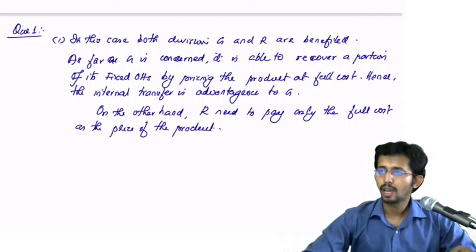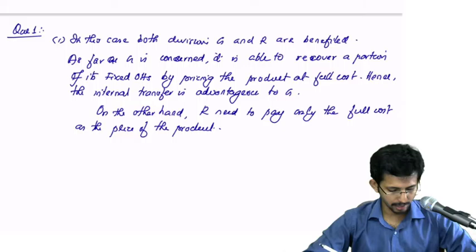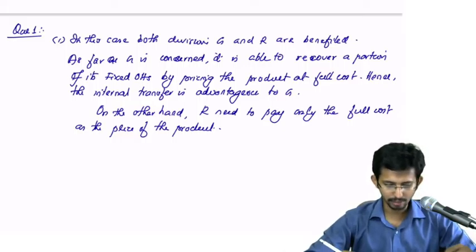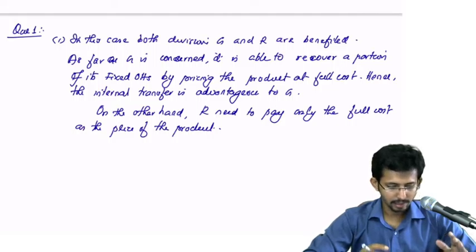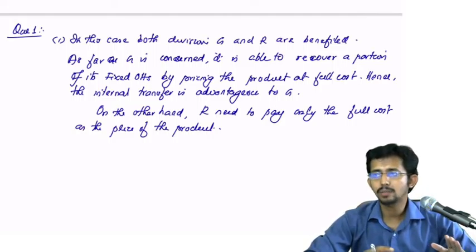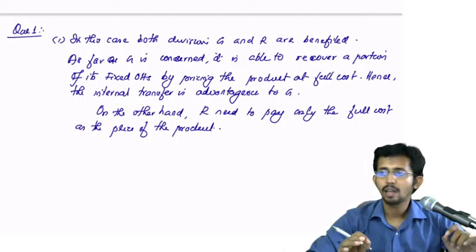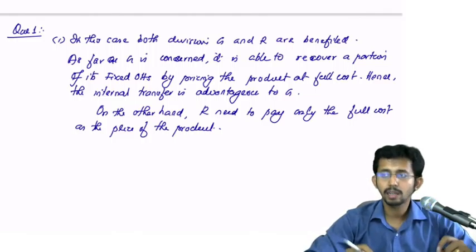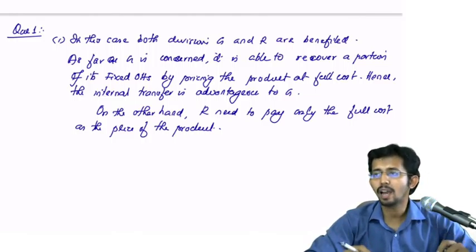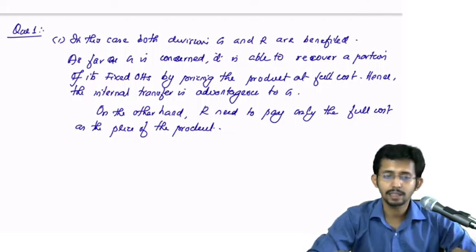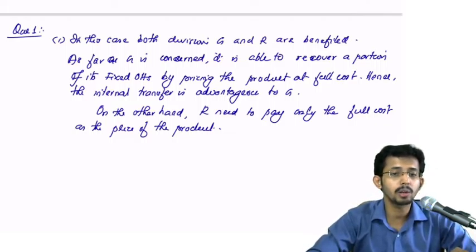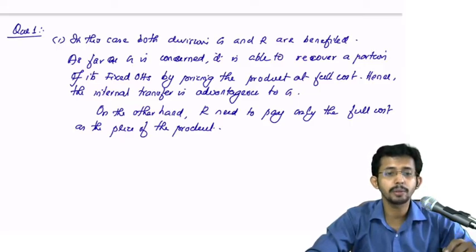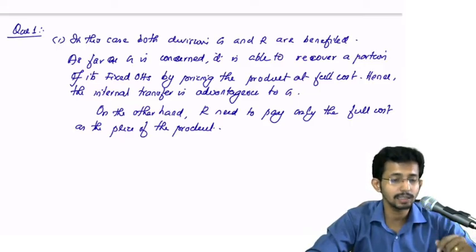And I was dictating the note for question number 1, sub question 1. So I told you in this present case, both division G as well as division R are benefited. But out of division G and division R, which is more benefited? That is something which can be computed only if you have the figures for computing that. But unfortunately, that is not there in the question.